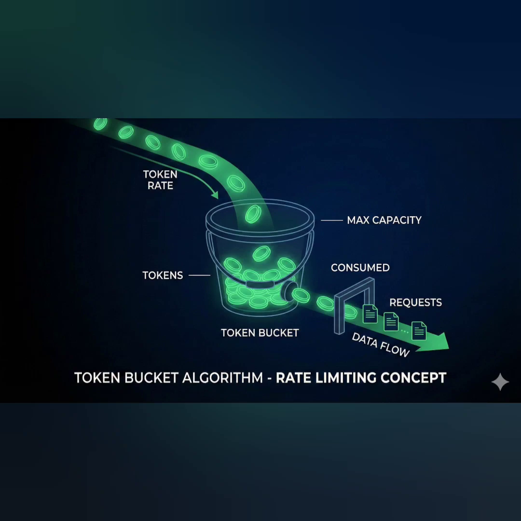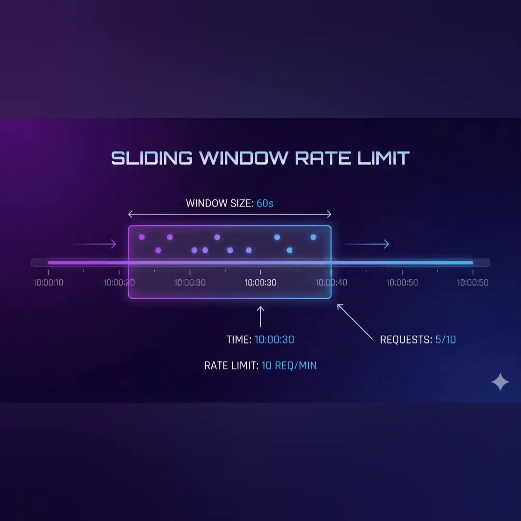Another popular approach is the sliding window algorithm. Instead of fixed time blocks, it tracks requests over a rolling time period. This prevents burst traffic at window boundaries. For example, with a sliding 60-second window, if you've made 100 requests in the last minute, you're blocked, regardless of when those requests happen.